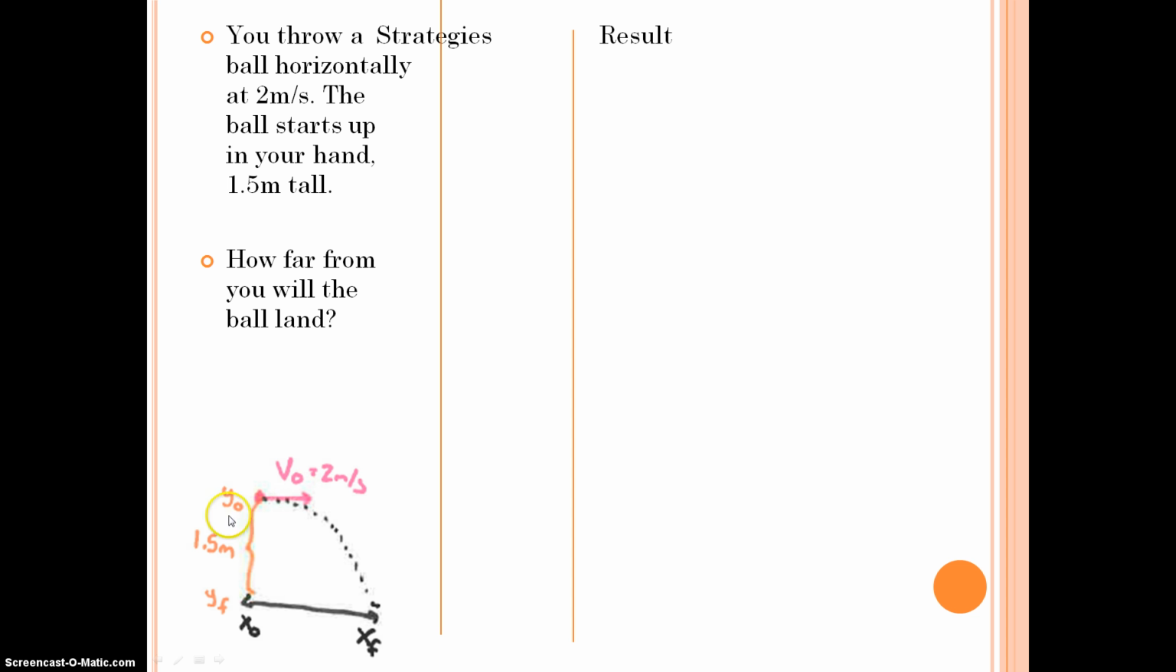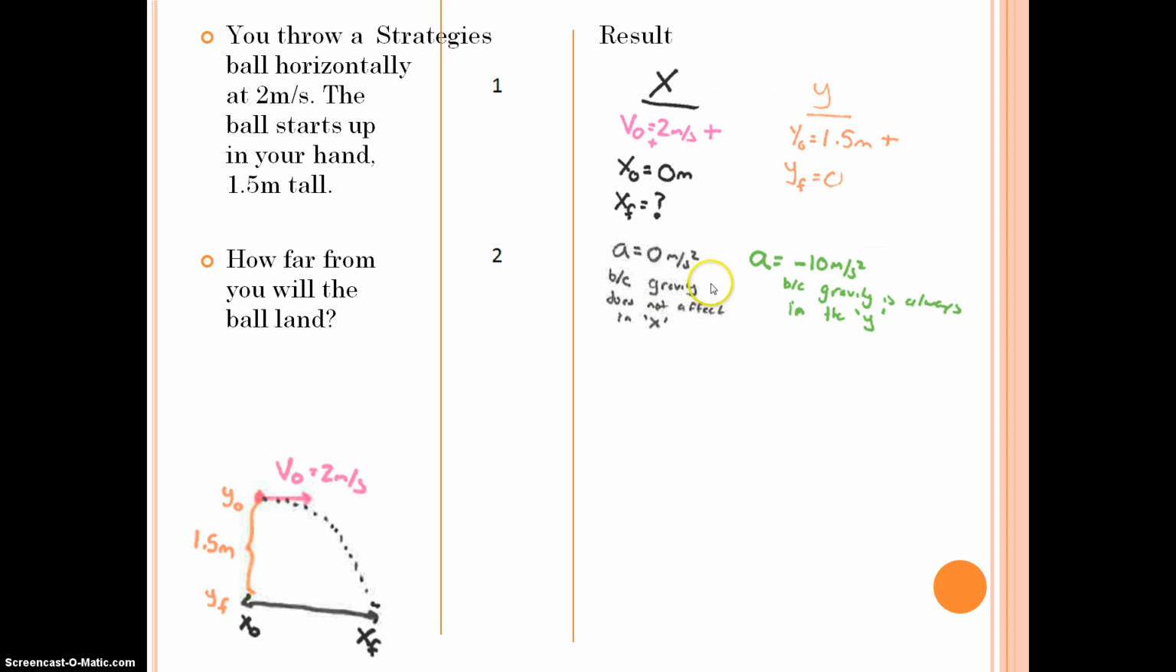Initial velocity of 2. Starting y position will be 1.5. Final y position will be 0. And we're trying to find the final x position, assuming that it starts off at 0. Strategy number 1. Here's my table. Notice I put the x velocity in for the initial velocity here. Step 2, I put the acceleration in. Step 3, because it's going horizontally in this case, I can put another thing for y.